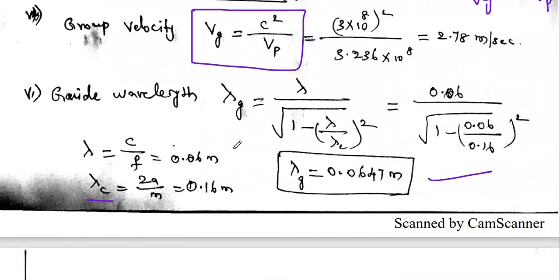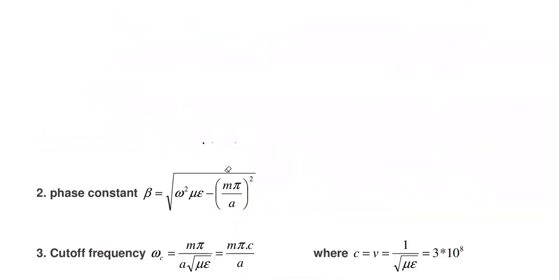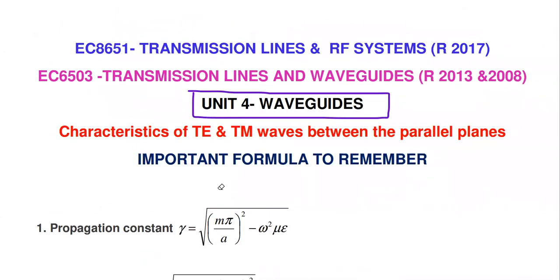In order to solve this problem, first you should know the formulas. Those formulas I already posted in the previous video. If you want to learn from that video, I will give the link in the description box. You can refer to it. Or on my channel there is one playlist named transmission lines and RF system, and one playlist for transmission lines and RF system MCQ. In that playlist, all videos are available in order from unit 1. So use those videos to learn all topics.